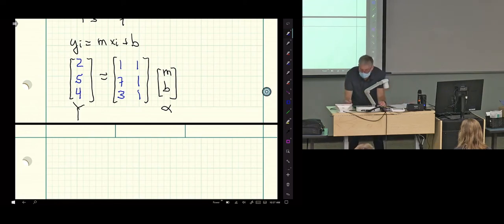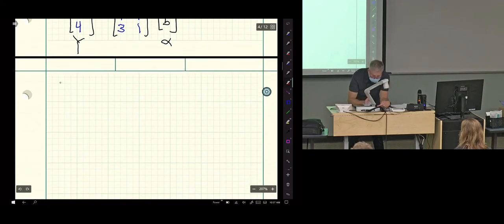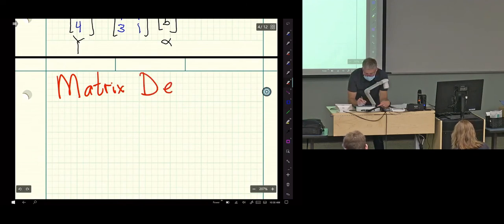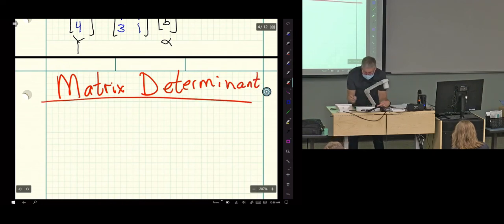Oh, I don't know what that means yet. I haven't read you guys enough. Okay, we'll do a new topic, the matrix determinant. I should have put my phone on airplane mode, and I did not do that. Bad me.